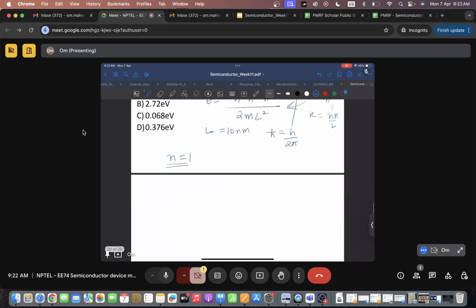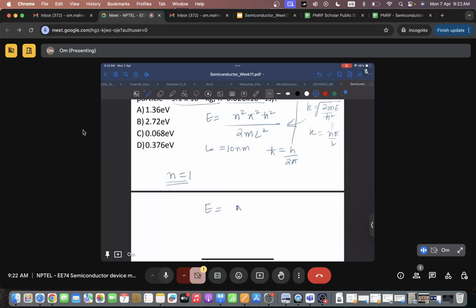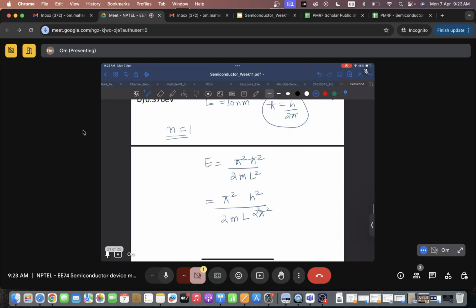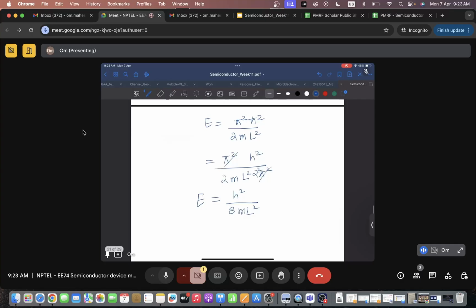Okay, so your equation now is E equals pi square h cross square by 2mL square, and if I substitute h bar equal to h upon 2 pi, we get pi square h square upon 2 square pi square, and this is 2mL square. So this pi square and pi square will cancel. We will get h square by 8mL square. So this is the least amount of energy. Now we just put the values here.